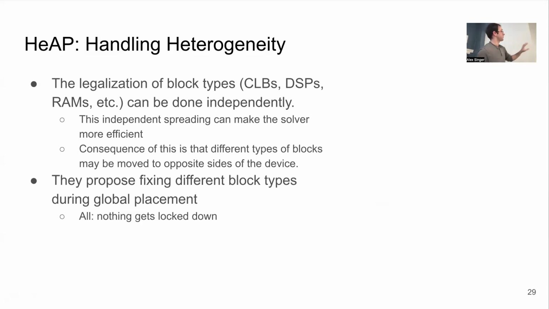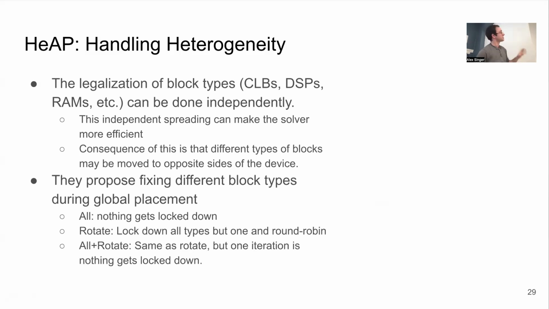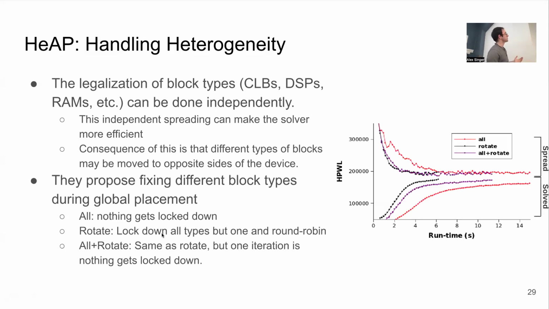And they actually do it in three different ways and compare them. So first of all, nothing gets locked down, everything is movable, everyone's happy. Rotate is what I just described: I unlock one block type, leaving the others locked, and then I round robin around. Finally, in this last case, you unlock all of them, then you unlock just one, then just the other, then just the other, and then you unlock all of them again in a round robin fashion, almost like all is another block type. And these are the results they brought up.